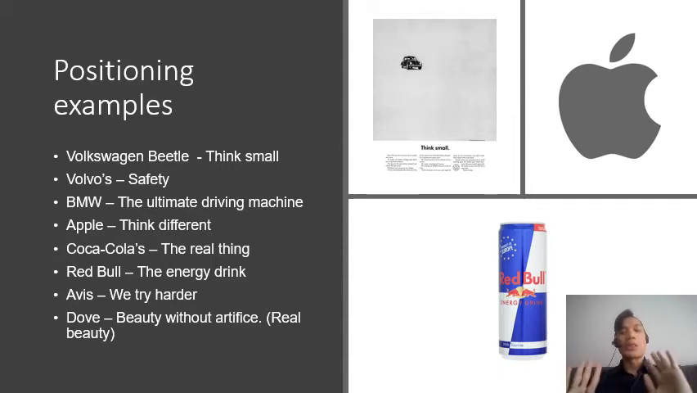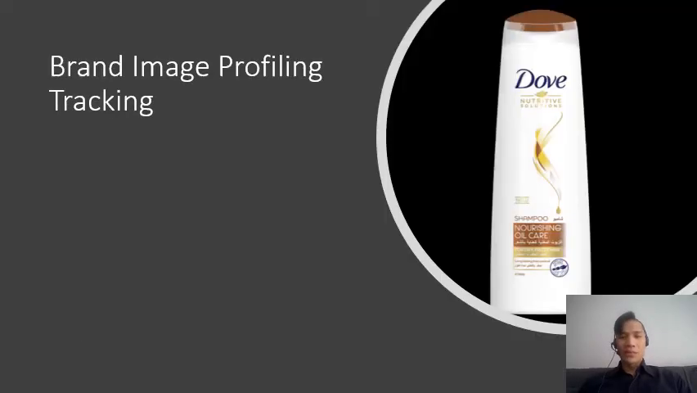Red Bull is always positioned as an energy drink. You drink Red Bull, you get a lot of energy. And Avis always says we try harder. Dove, on the other hand, is about beauty without artifice, which means they want to portray the real beauty of women and anybody who uses it.